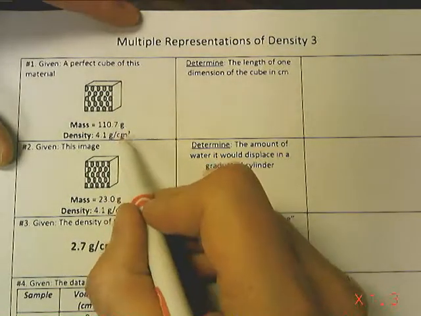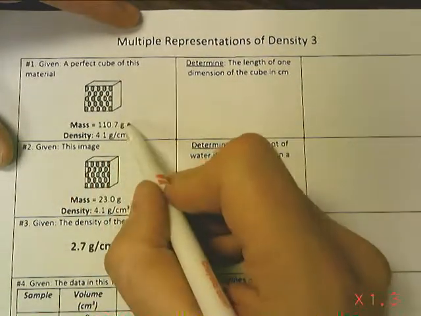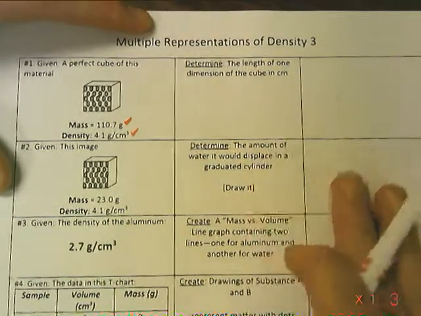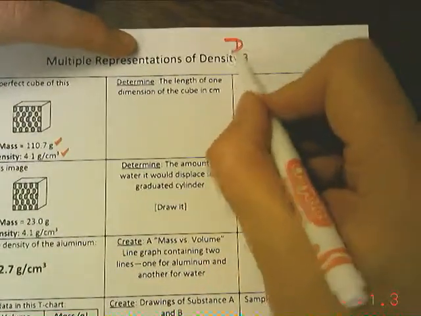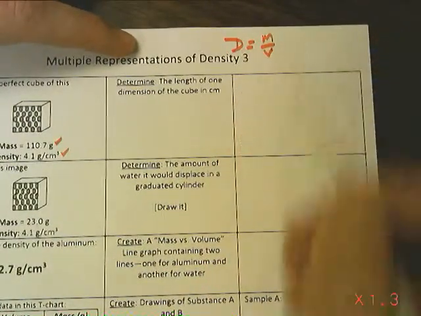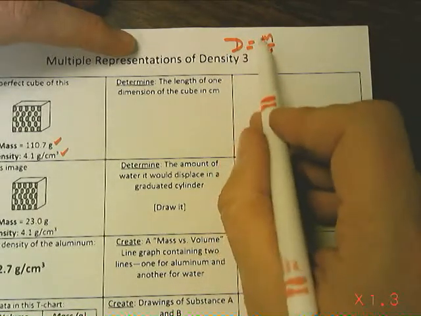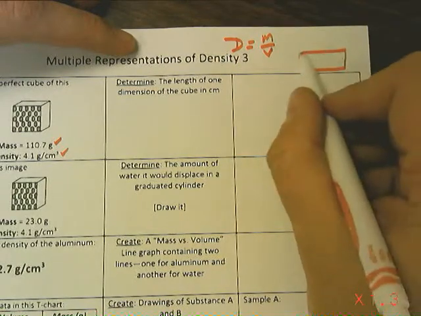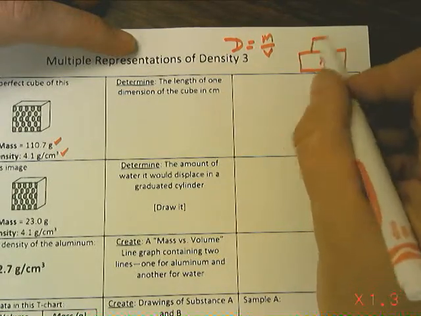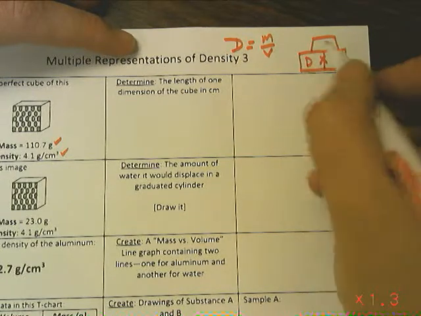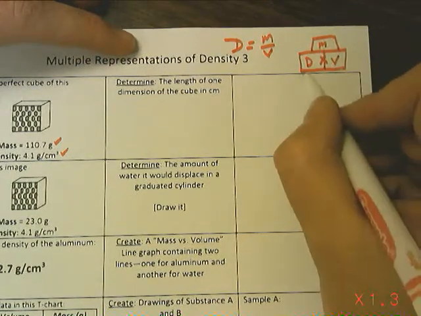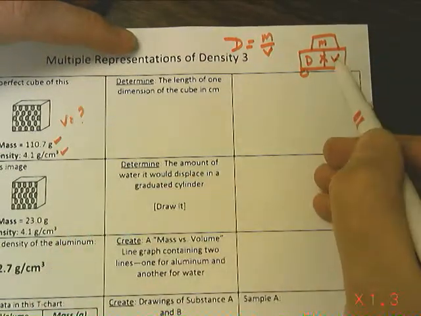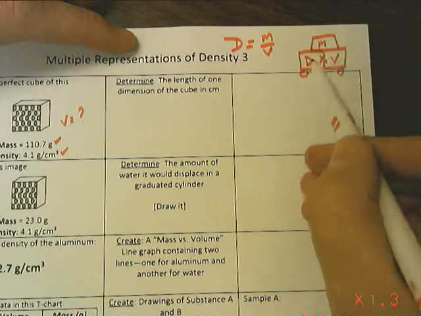So it looks like the first thing we have to do is figure out the volume of the cube, because we're only given the mass and the density. So, if we remember our density equation, if density is equal to mass divided by the volume, then we could also remember our density mobile. And remember that if we want to solve for volume, then volume is equal to mass divided by density.